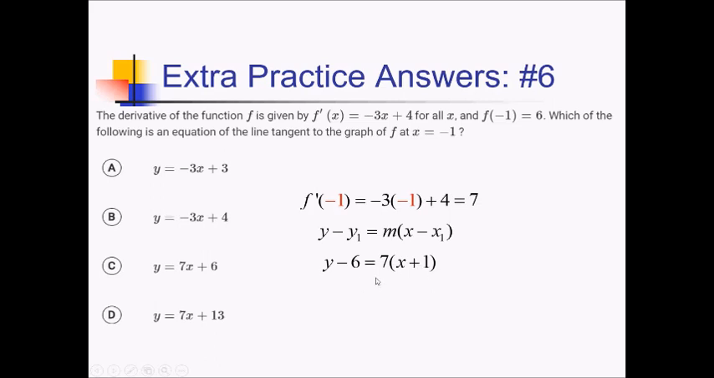I'll start by distributing the 7. So that's going to give me a 7x over here. And I'll also have a plus 7. But if I add the 6 over here, that becomes a plus 13. So then that ends up giving me answer choice D.